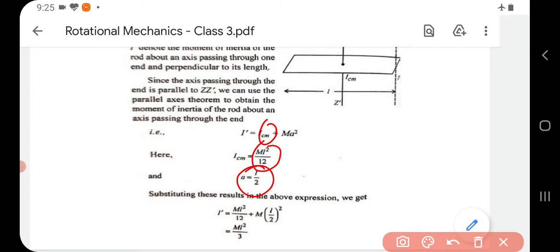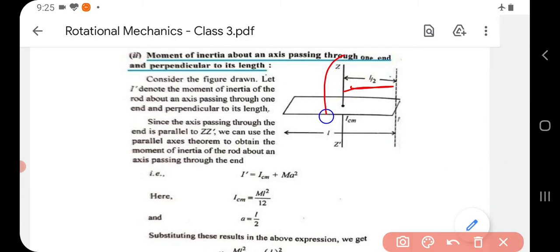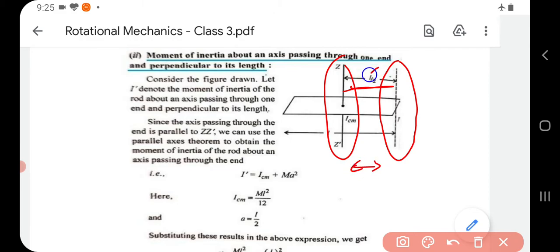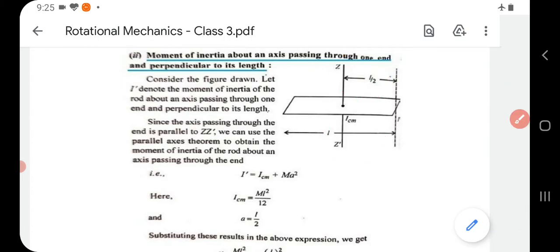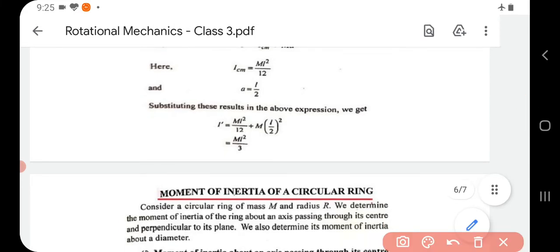Here A is L by 2. That is the distance. A is the distance between these two axes, that is, the distance between the axis passing through the center and the axis at one end. They are separated by distance L by 2. So that distance A is L by 2. So here in place of A you can substitute L by 2 square. Substituting those values you will get the final answer as ML square by 3.